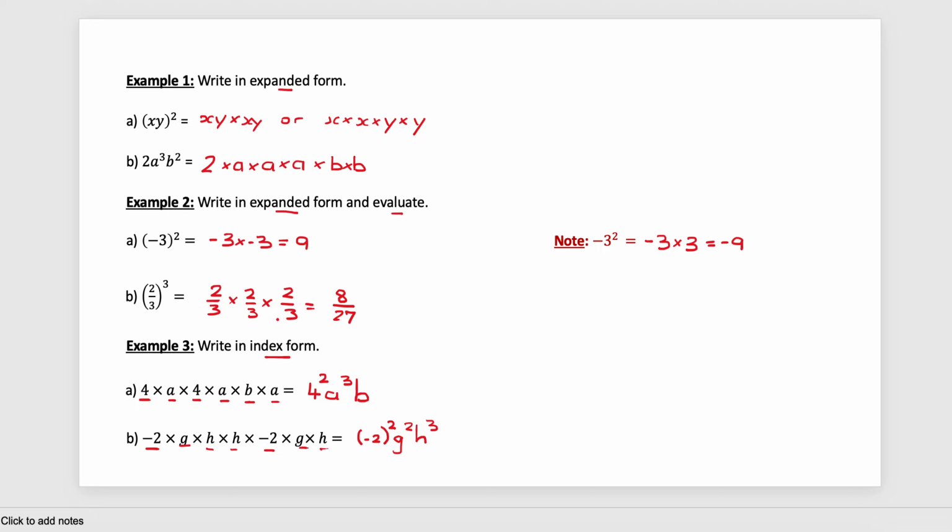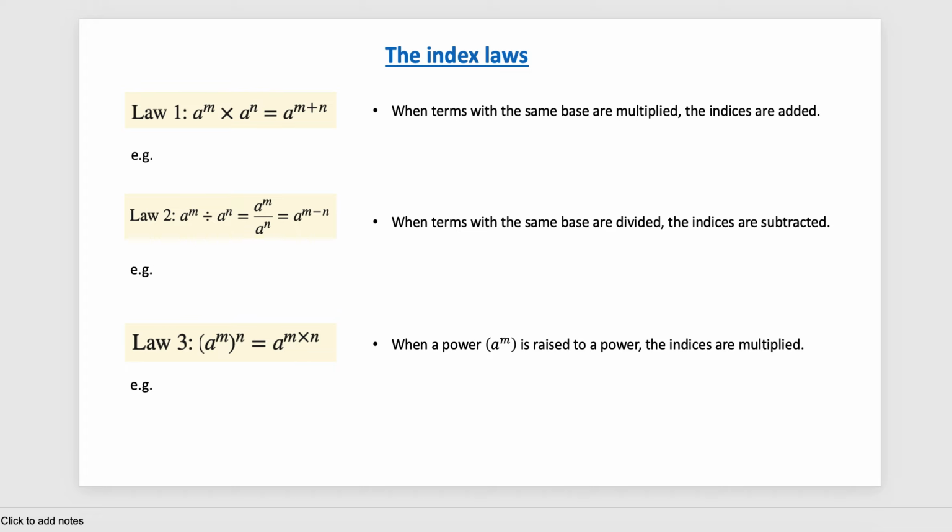So that's some basic work with indices. Now let's have a look at the index laws. Law 1 tells us that when terms with the same base are multiplied, all we need to do is add the indices. So if we've got a to the power of m times a to the power of n, all we need to do is leave the same base a and then just add the powers.